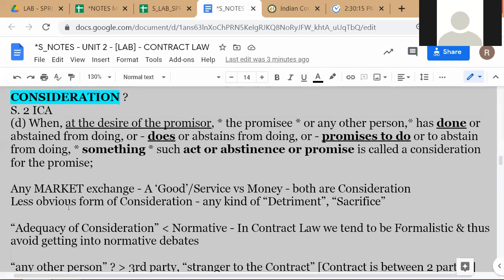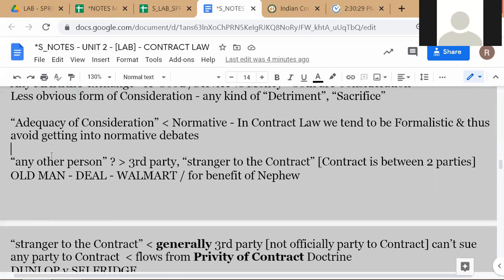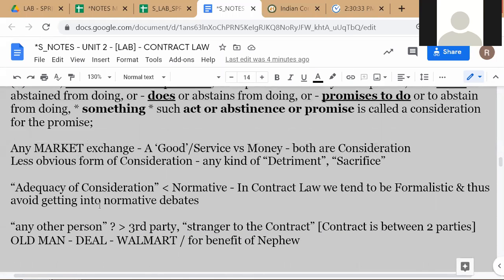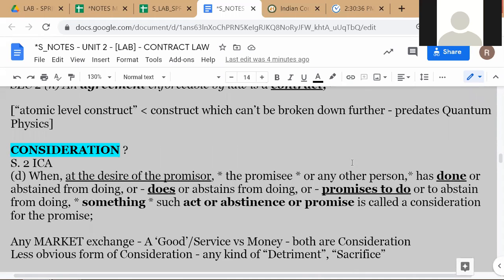All right. So you have understood also that consideration can be much less obvious than me paying money for coffee, or somebody else paying money for the plumber to fix their leaking kitchen sink. Now, there's adequacy of consideration. There's another point here, which is a question of a third party. Harsh had asked this question in the other class about what this part is about any other person. We're saying at the desire of the promiser, either the promisee can do something or any other person can do something.